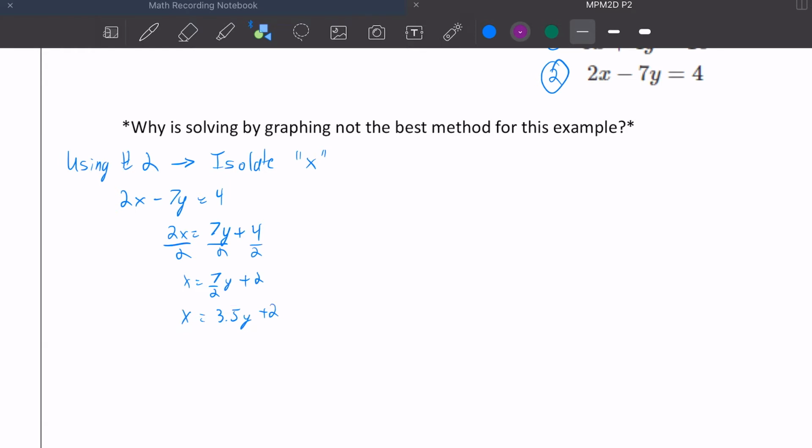And we're going to be using this guy to sub into one of the other ones. So here what we're going to do is substitute x, which is this expression up here, this expression, into equation 1.